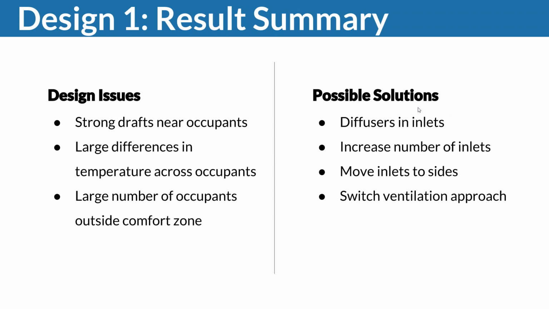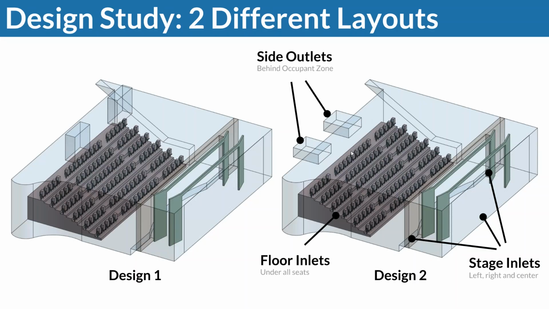And then a possible solution would obviously be the one we already discussed, right? Diffuse the inlet air better. But we're going to go for another approach. What we'll do is the last two things here, right? We'll move the inlets to the side, and then we're going to switch the ventilation approach, right? We'll bring in the conditioned air from the bottom, not from the top. So more of a displacement ventilation approach and not a mixing ventilation approach. It's just a different approach here. Okay, and you can see that here in the new design, where we compare design 2 with design 1.